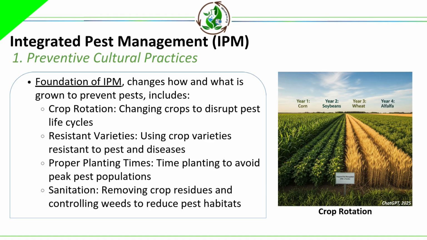Preventive cultural practices focus on changing how and what we grow so that pest problems are avoided before they can even start. For example, rotating crops helps break pest life cycles, while choosing resistant varieties allows plants to naturally fight off certain diseases or insects. Timing also plays an important role. Planting at the right moment can help crops avoid peak pest seasons. Good sanitation, such as removing crop residues and keeping weeds under control, further reduces pest habitats in the farm. Altogether, these practices create an environment that's far less welcoming to pests from the very beginning.